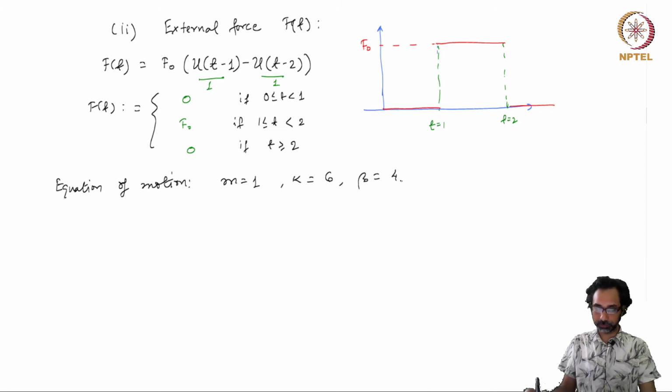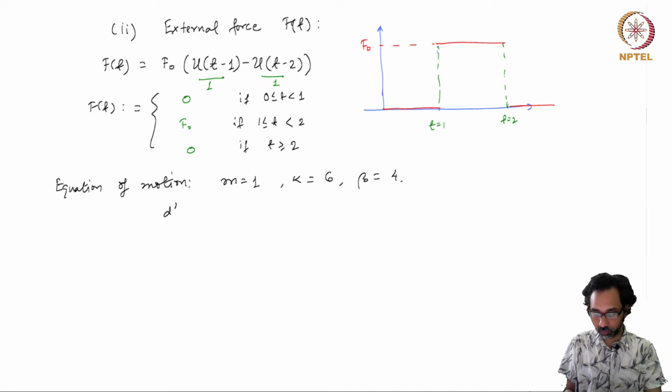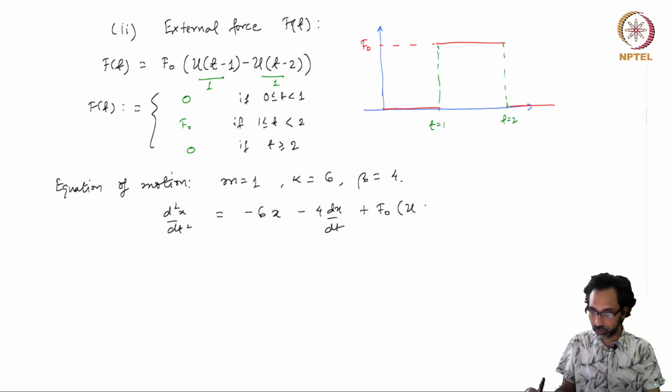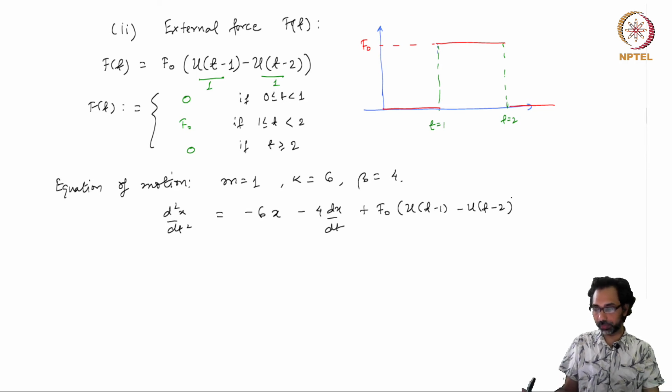So in this case we get d2x over dt2 is equal to minus 6x minus 4 dx over dt plus f naught times u(t minus 1) minus u(t minus 2).